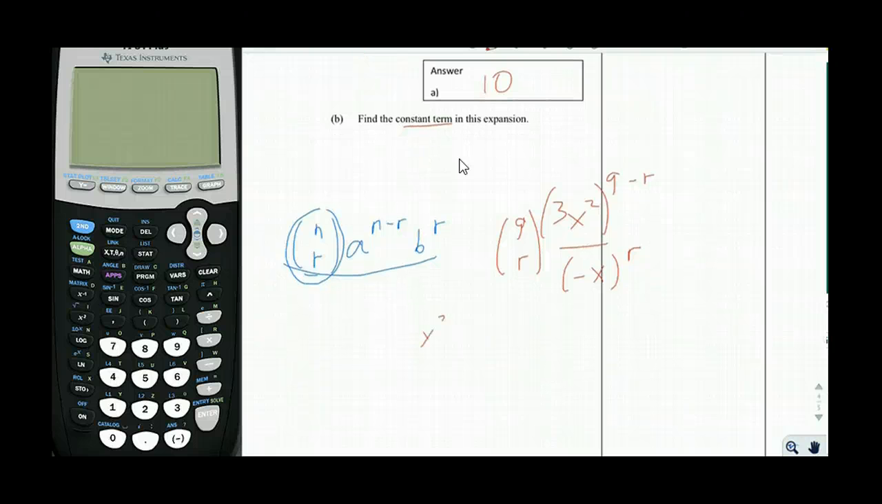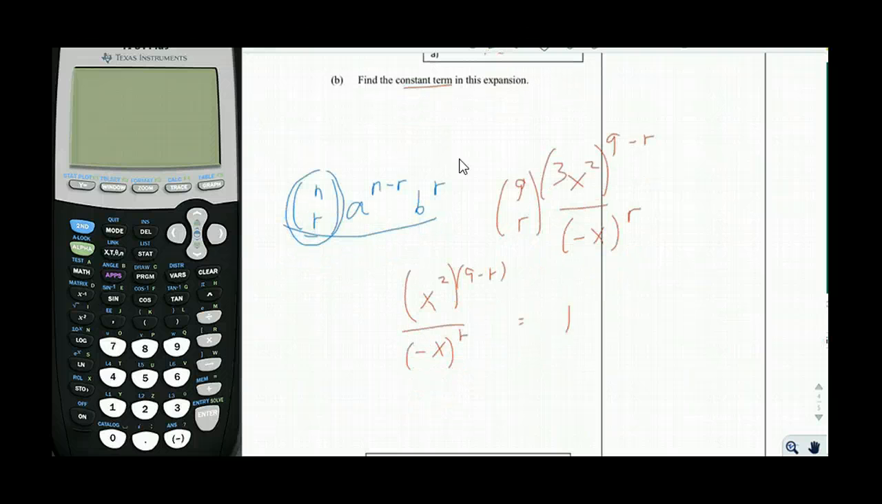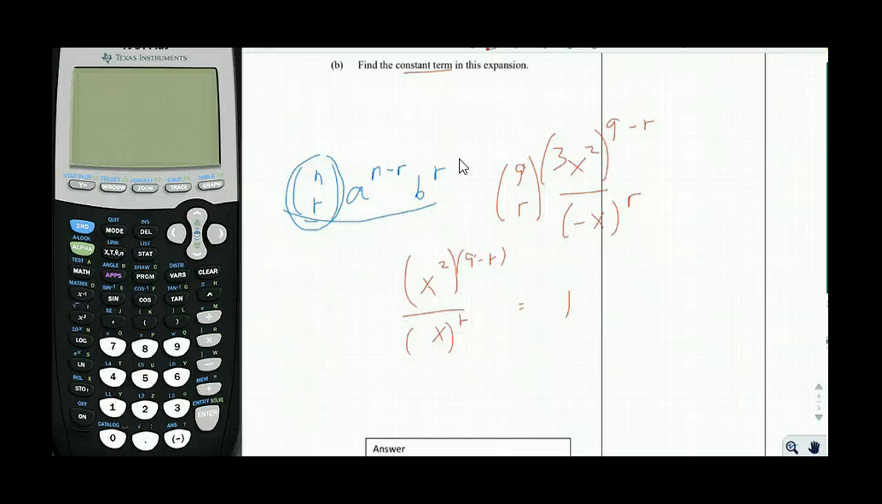So if we know that x squared to the 9 minus r divided by negative x to the r is equal to 1, then we know that, and we could ignore the negative here, but we know that that's going to exactly cancel out. So which value of r is going to make this exactly cancel out? We could do this with algebra, but let's just guess a few numbers, and then I'll show you how to do it with algebra. So, what if we had r equals 5?